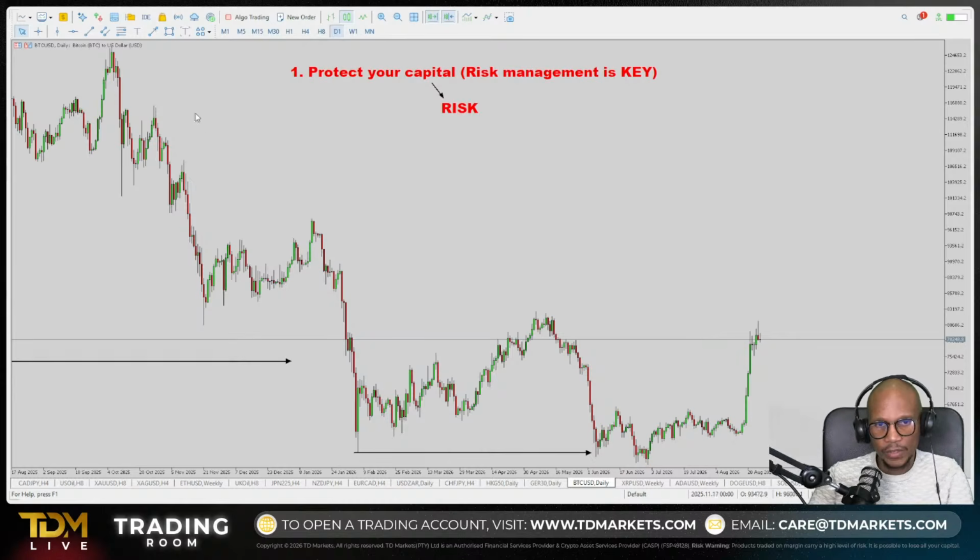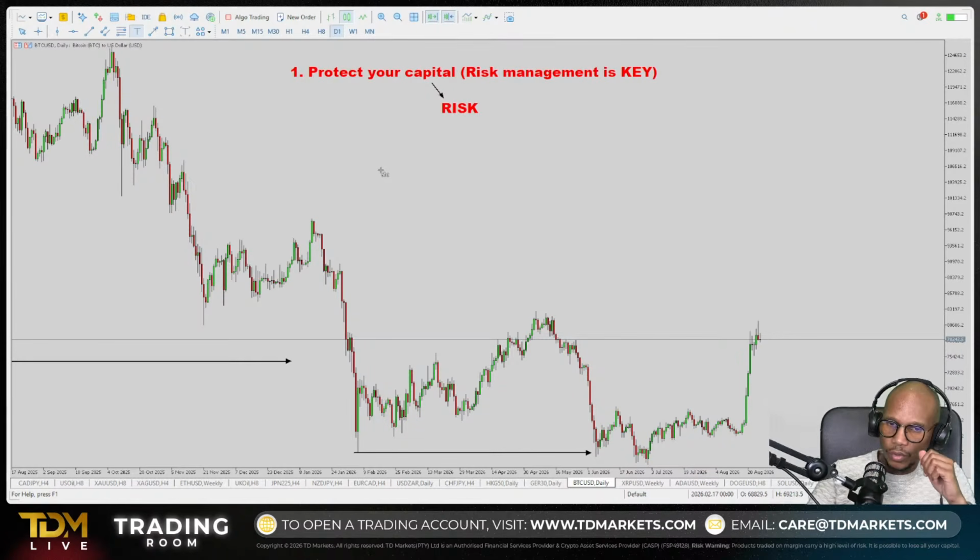So this is how it goes. Let me see how I can package this for you guys. When it comes to your entries and exits, I believe they go hand in hand, right? You can't guess where the entry is. You can't guess where the stop loss is. They go hand in hand.